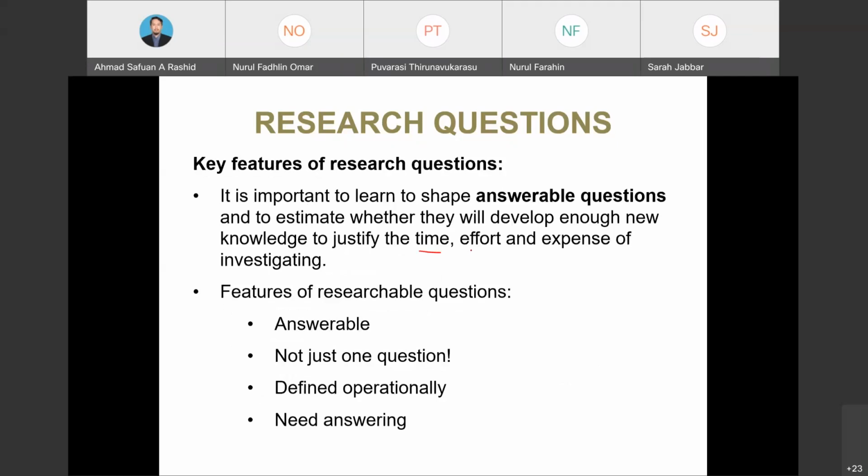For your case, time and effort matter, but I guess the expense is not very important because you use whatever data is available from your work or company. The features of a researchable question: it is answerable, and not just one question, so it should have multiple questions. Define operationally, and it needs answering.